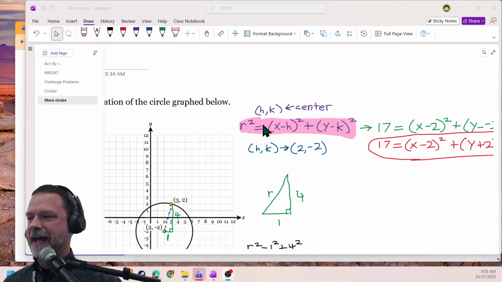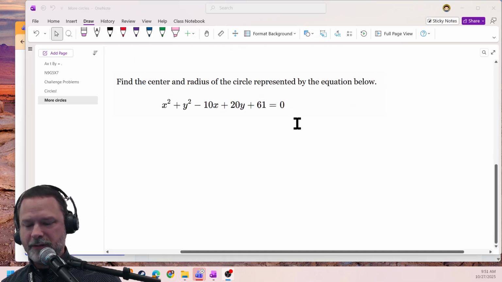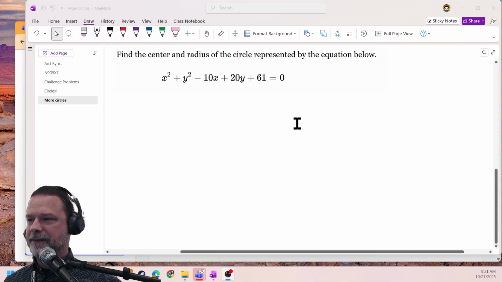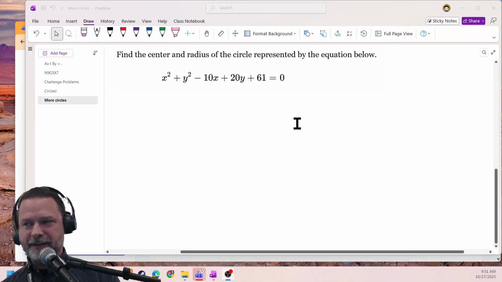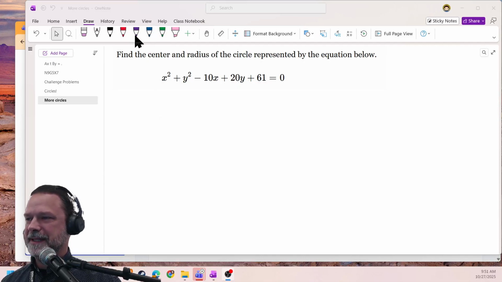I call it the happy form. This form's way easier because you know the center, you know the radius, you know all the information you want to know. You look at this one, you don't know anything. All you could tell from looking at this is it's a circle. Otherwise, I don't know the radius. I don't know the center. So we got to figure that out now. So we got to play around with this guy.